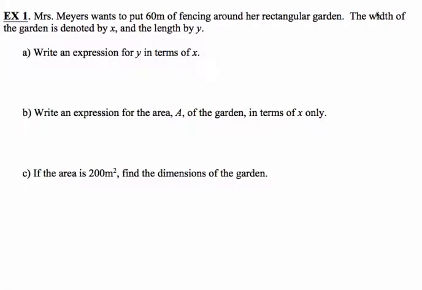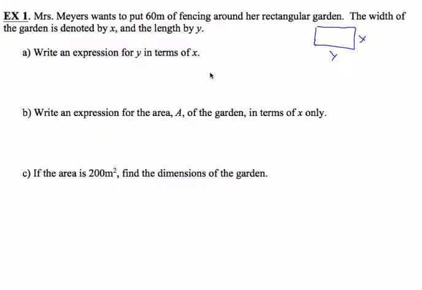Mrs. Myers wants to put 60 meters of fencing around her rectangular garden. The width of the garden is denoted by x and the length is y. Okay, let's draw a little picture first. The length is y, the width is x. Write an expression for y in terms of x.